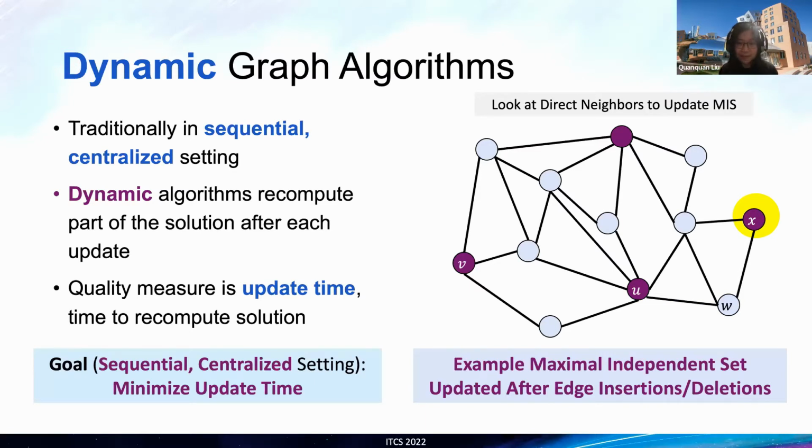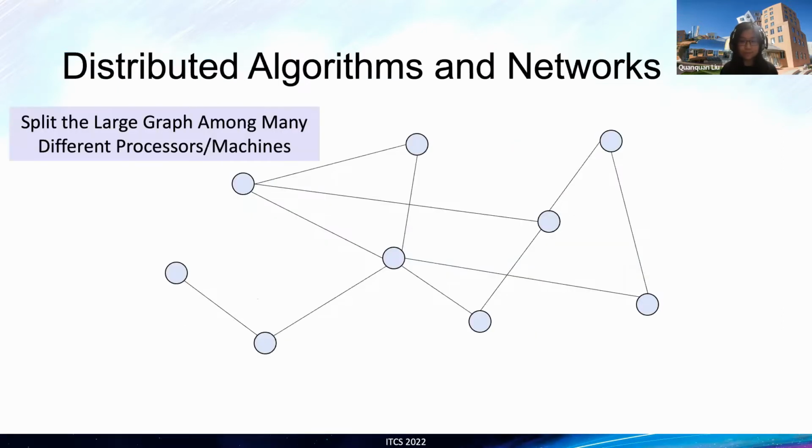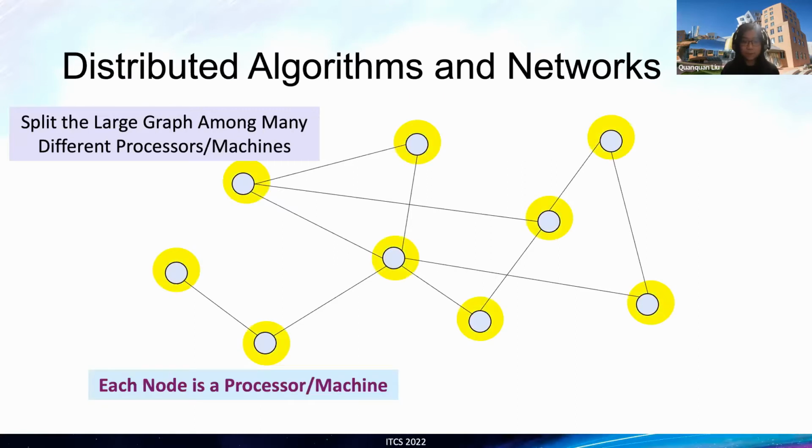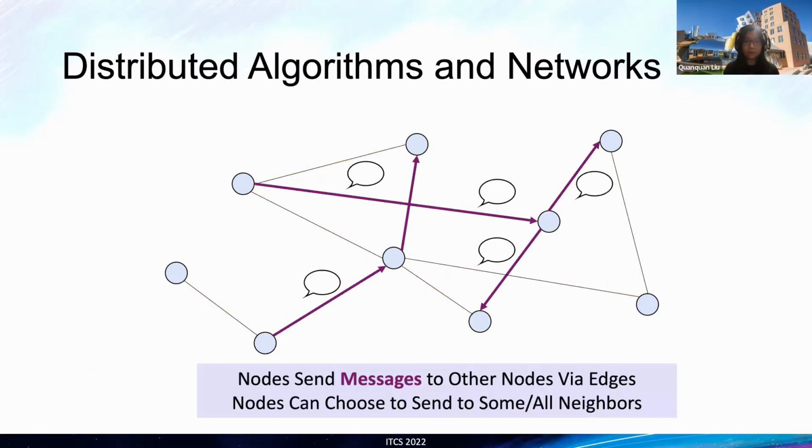One nice aspect of the sequential centralized model is that we can access all of the vertices on one machine. However, given today's large graphs with billions or even trillions of edges, it often requires too much memory and time to process the graph sequentially on only one machine. Naturally, the next step is to then split the large graph among many different processors or machines, where each node is a processor or machine, and edges are communication links between the machines. Nodes can send messages to each other via the edges.